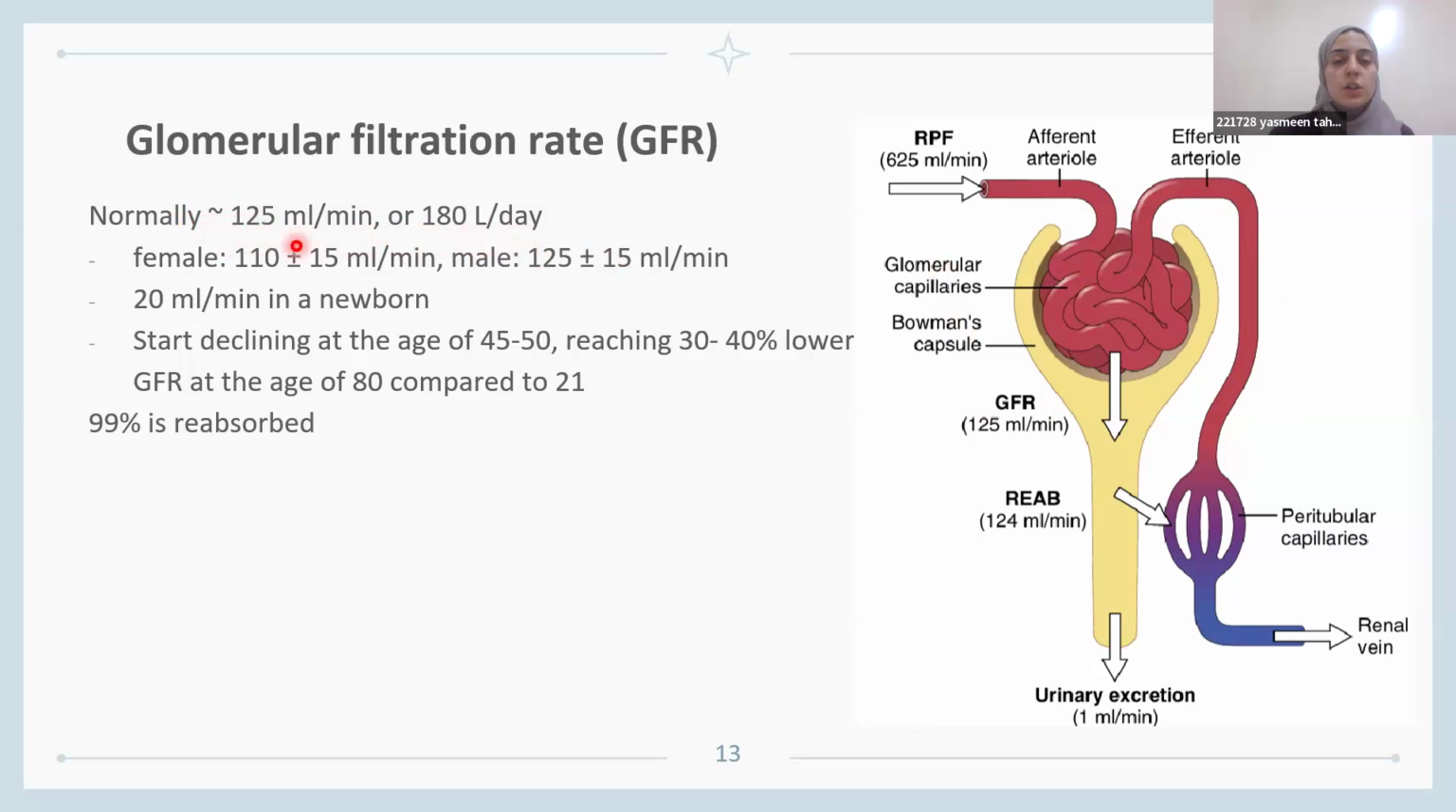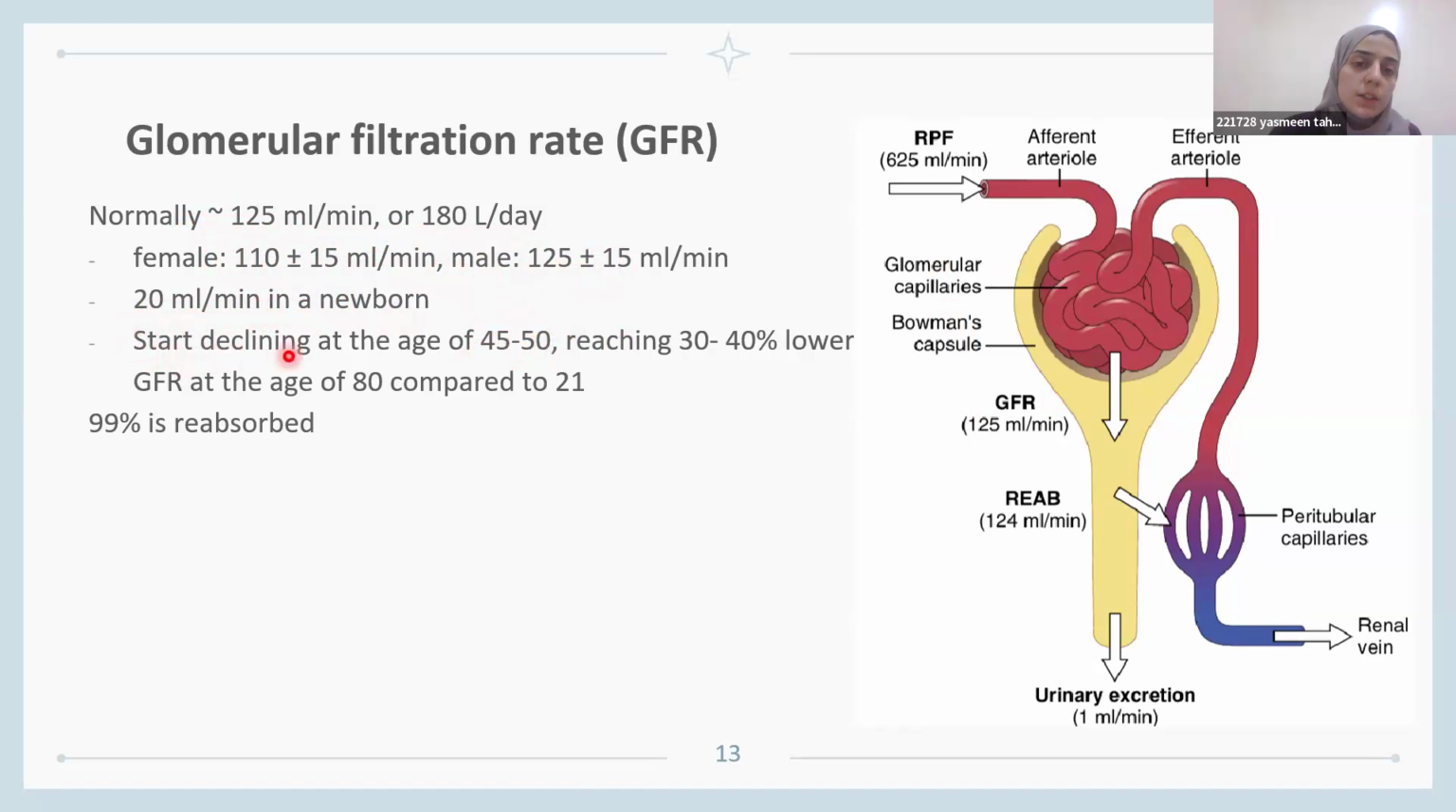This is kind of an average value for most humans. For females, it's a bit less than males, and there is some variation. So for females, it's around 110, give or take, and for males 125, give or take. And of course, in a newborn, it's much less. It's 20 mils per minute. Their kidneys and their body volume are completely different.